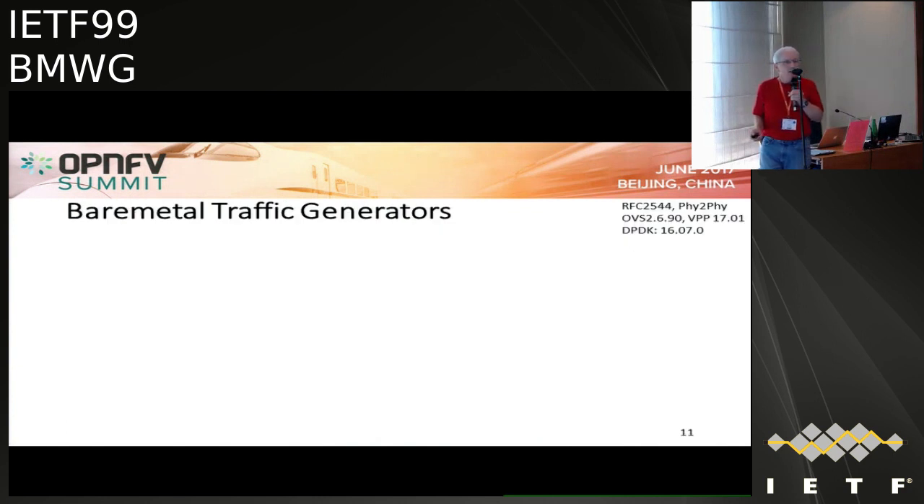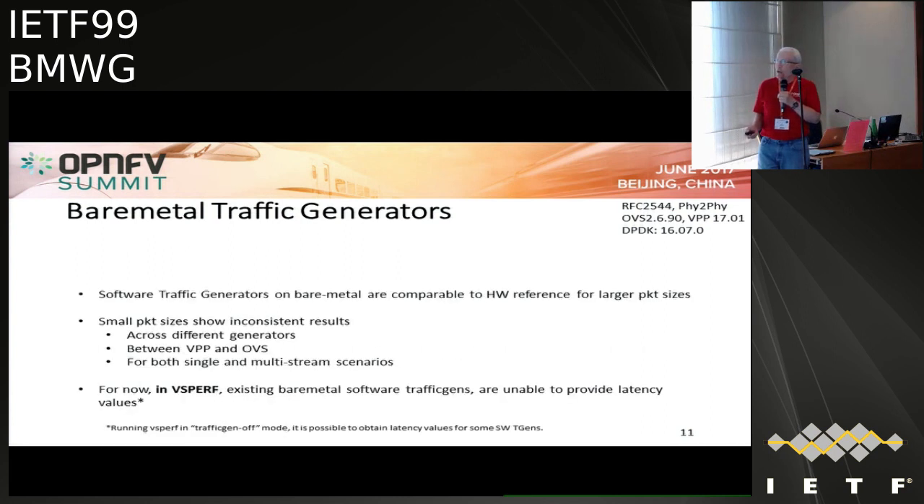So now we're going to look at a comparison of the bare metal but software-based traffic generators. They're comparable to the hardware reference for larger packet sizes in general, but the small packet sizes show inconsistent results between VPP and OVS and between the single and multi-stream scenarios. So for now in our project in VSPerf, the existing bare metal software traffic generators are unable to provide latency values. We seem to be able to get them from some things in some ways, but not all of the software ones. Sarah?